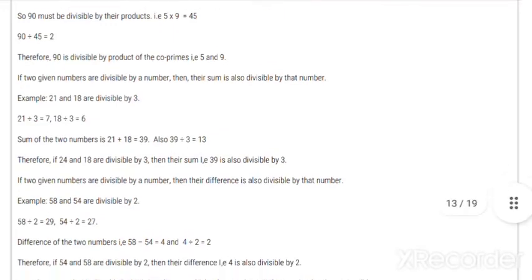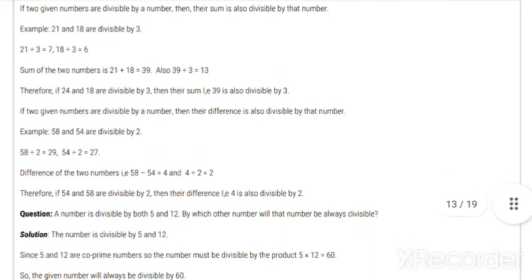After that, next rule, if two given numbers are divisible by a number, then the difference is also divisible by that number. Like for example 58 and 54, and if you find the difference of these two numbers, that is 4, and 4 is divisible by 2. So children, we can say the difference of the given numbers 54 and 58 is also divisible by 2.